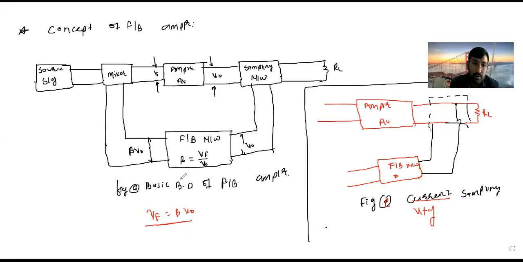Okay. Now another circuit, that is the sampling block. Now we know this block, this block and this block as well. Now what is the function of the sampling block?